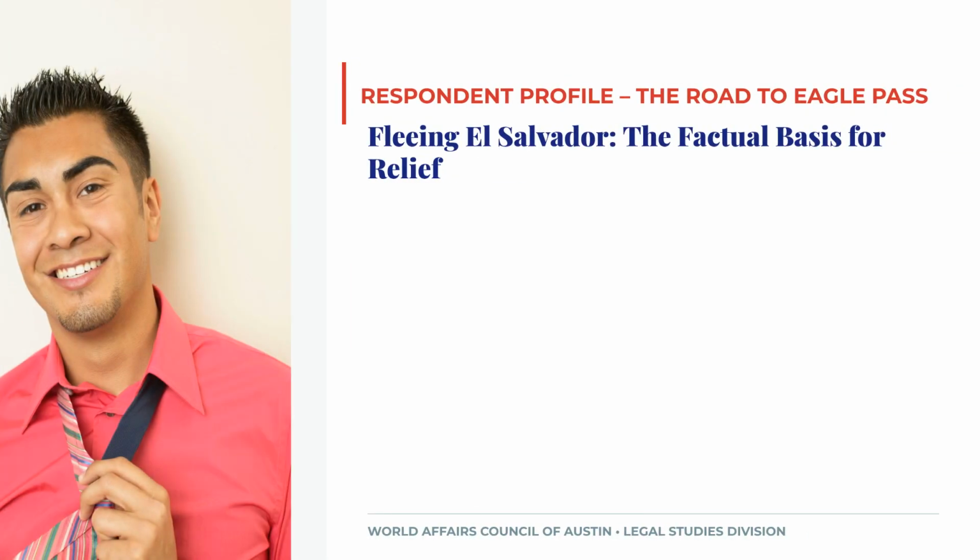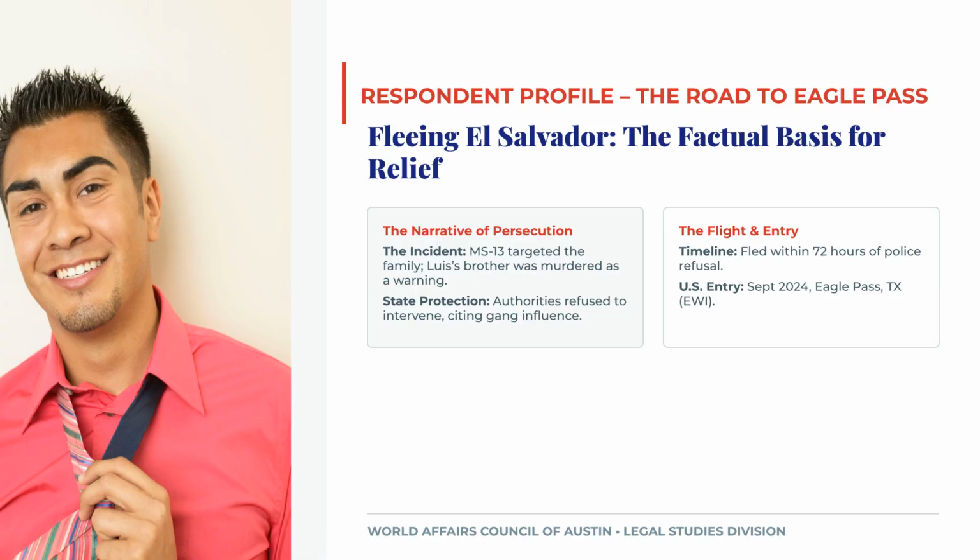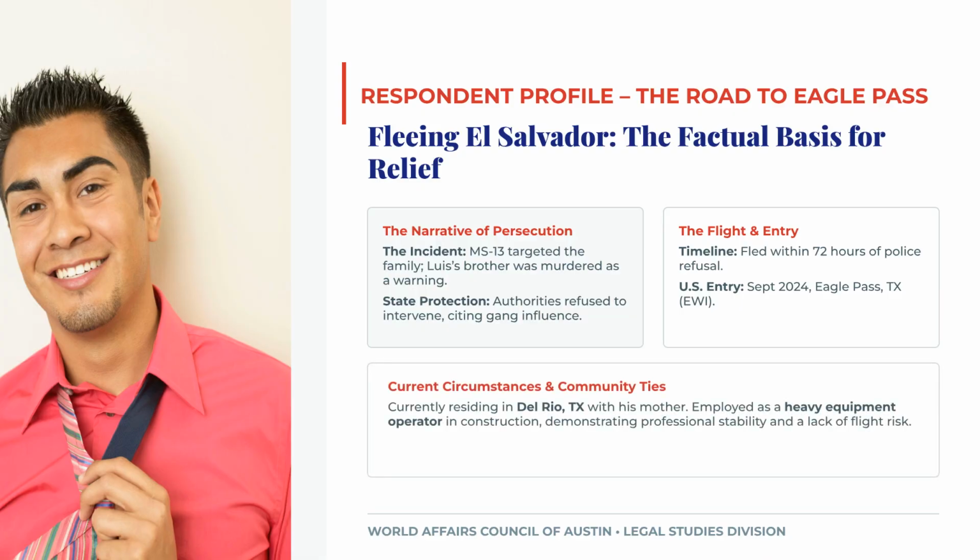The factual basis for relief stems from MS-13, targeting his family, and the murder of his brother as a warning. Authorities refuse state protection. Luis entered the U.S. without inspection in September 2024 and currently resides in Del Rio, TX, as a heavy equipment operator, showing community ties.